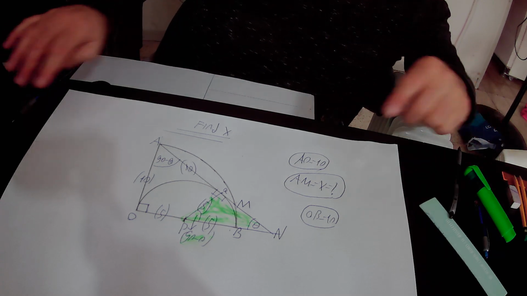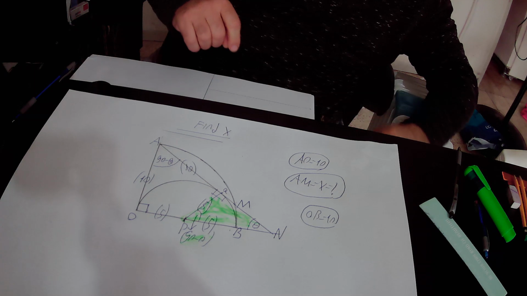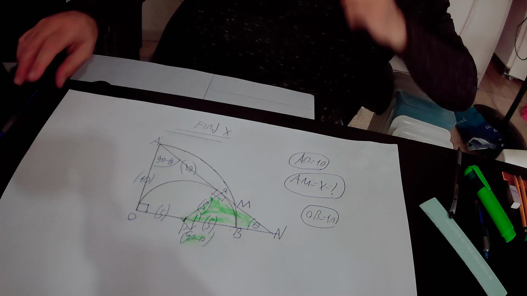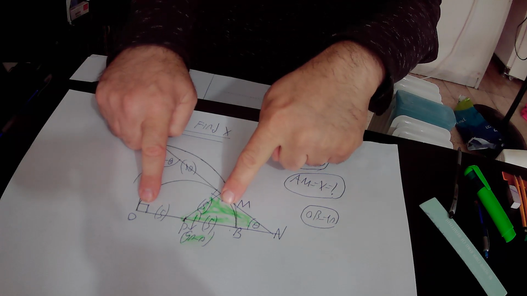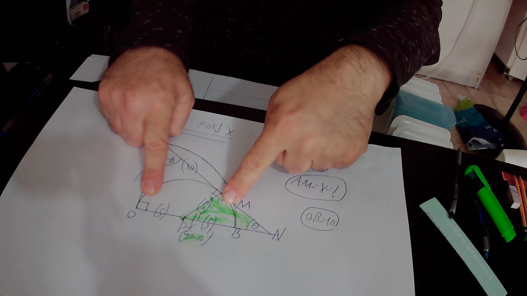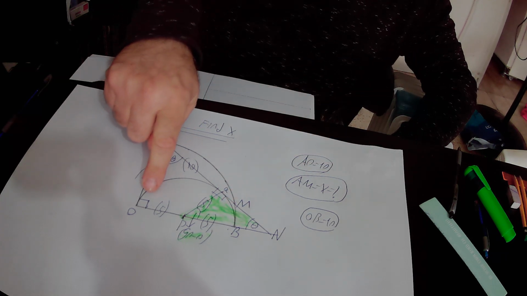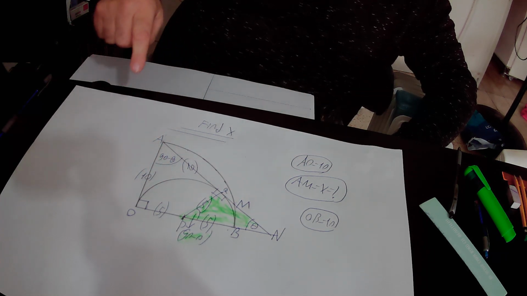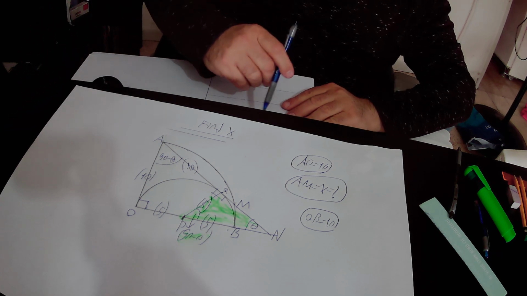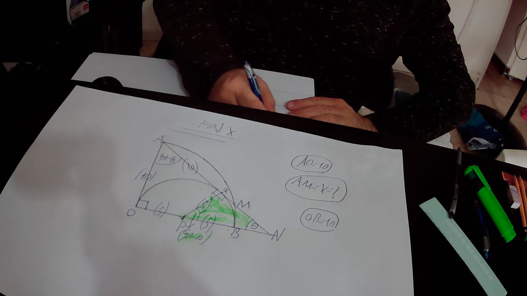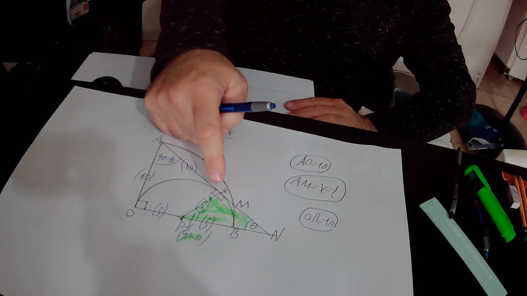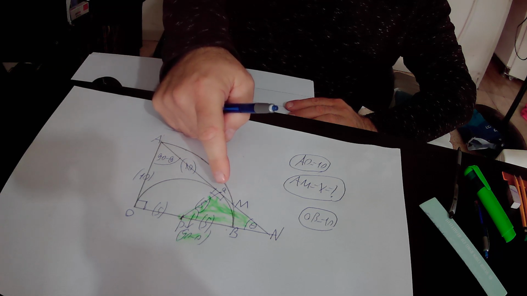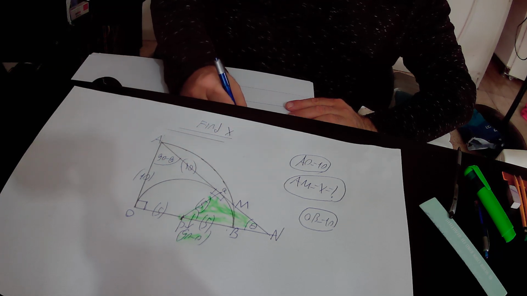So, why are those two triangles similar to each other? First of all, those two angles, they are both equal to 90 degrees, therefore they are equal to each other. This is angle AON in the big right triangle AON. And it is equal to this angle, that is actually angle PQN in the green triangle PQN.